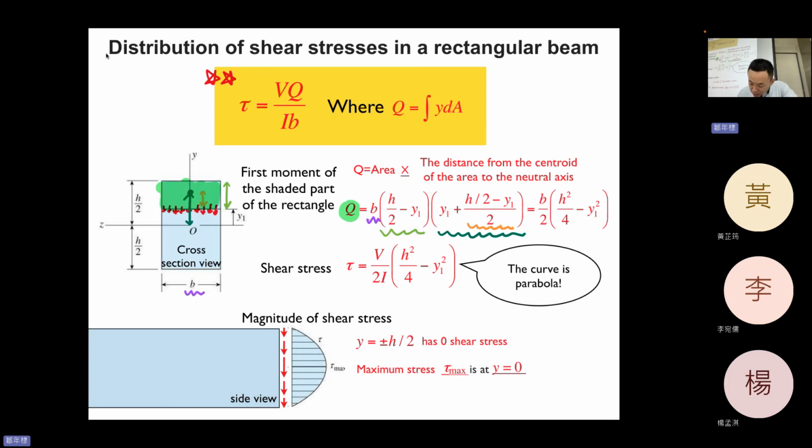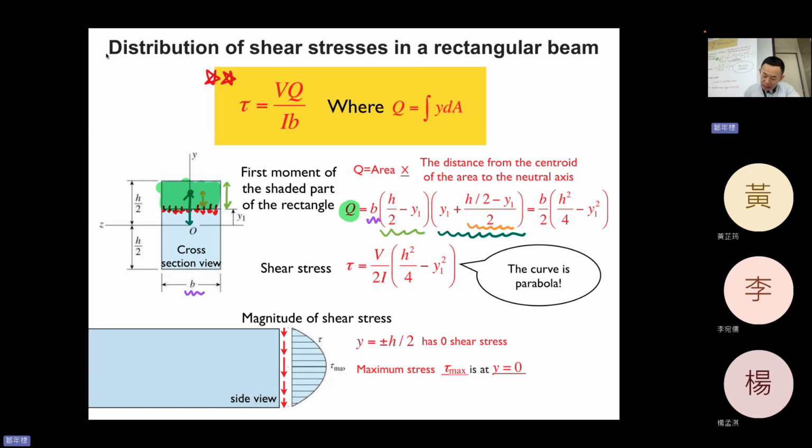All right, so that's it. Then you can get the value of tau here. You notice that y1 is an arbitrary value, it can be this, that, or any point. So if you plot tau against height, you notice that it is a parabola, second order.